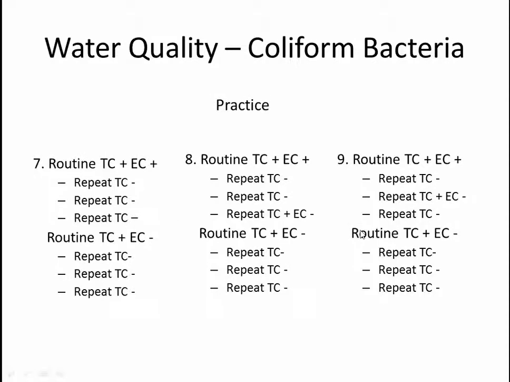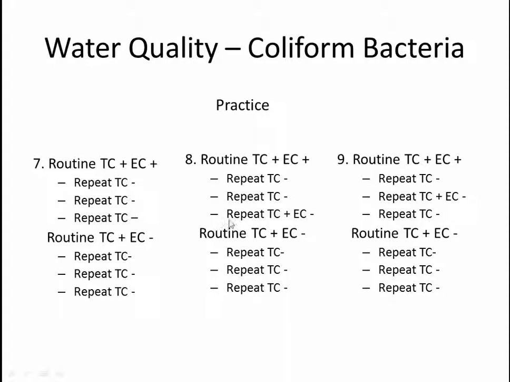Number 7, this system is taking more than one routine per month, and let's say that they took both of these on the same day, and at one point in time you have E. coli positive, but you have more than one total coliform positive during the month, so this would be at least a non-acute violation right here.